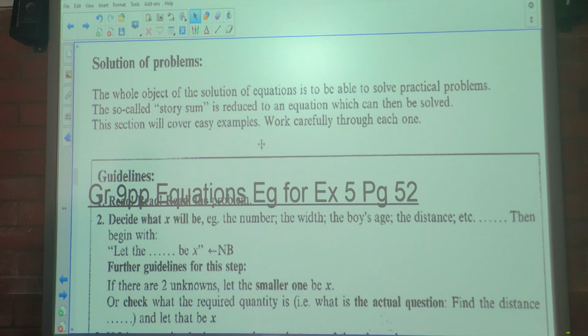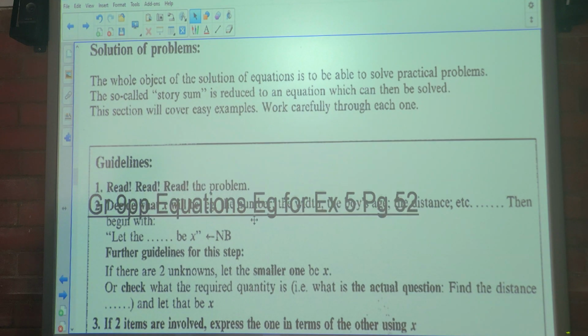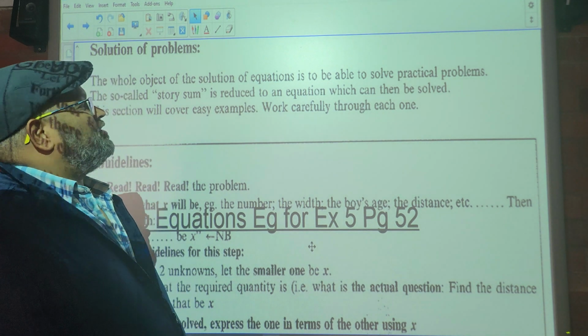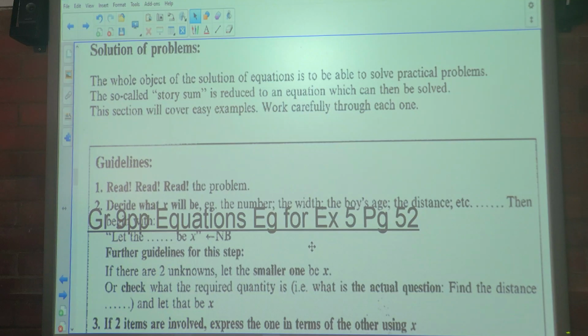Okay, so solution of problems, the whole object of solution of equations is to be able to solve practical problems. Practical is like real life problems. And we have many of those. The so-called story sum is reduced to an equation which can then be solved. So they give you a little story to read. And this is the reason why we do English, is to read your maths paper.